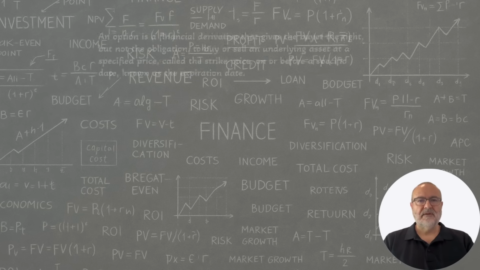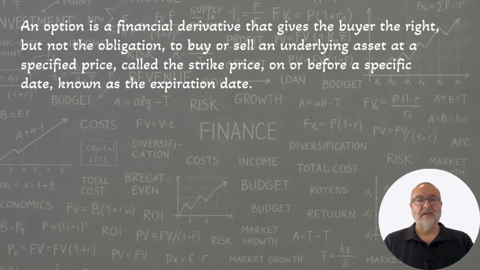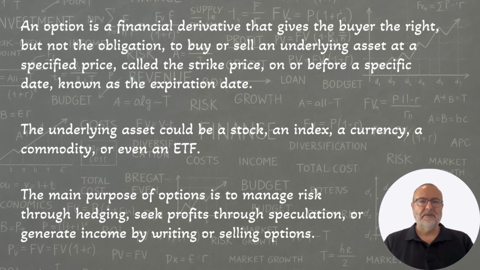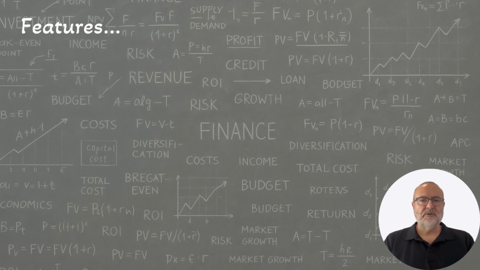An option is a financial derivative that gives the buyer the right, but not the obligation, to buy or sell an underlying asset at a specified price, called the strike price, on or before a specific date, known as the expiration date. The underlying asset could be a stock, an index, a currency, a commodity, or even an ETF. The main purpose of options is to manage risk through hedging, seek profits through speculation, or generate income by writing or selling options. Options have several important features.